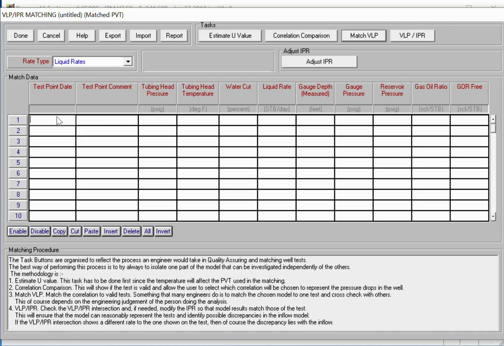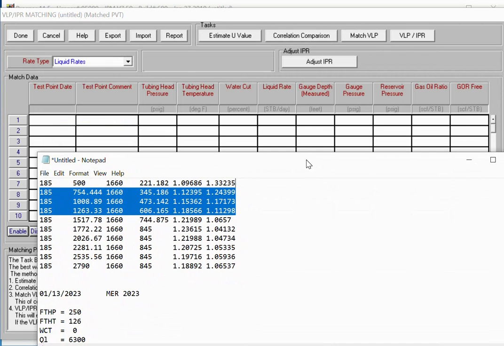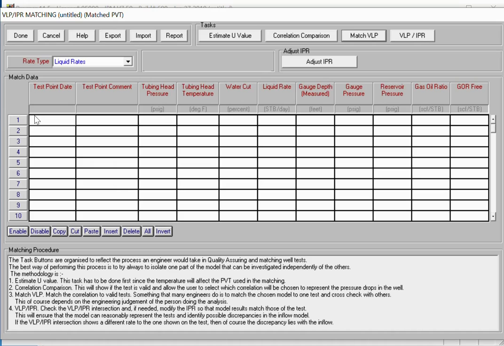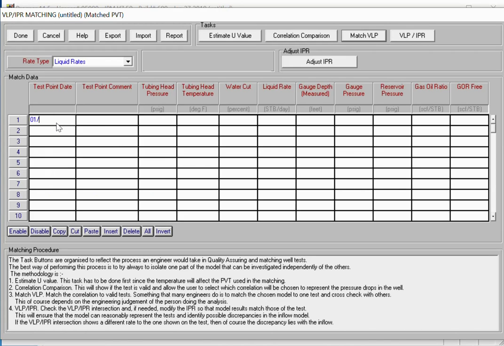Okay, so test dates. Any day. What was actually our test date? I think I have the data here, so I'll just keep this somewhere and then copy from there. Okay, so that was on the 13th of January, 0113, 2023. That was last year, and it actually was the MER test for that year.